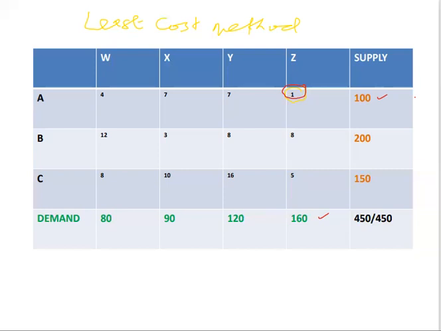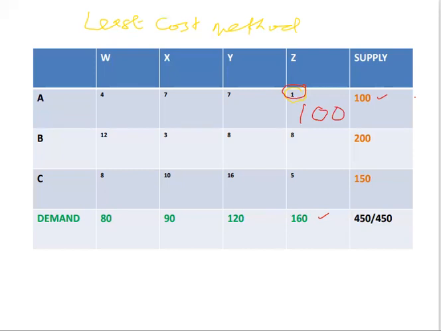The law says that we give the lower quantity. We allocate the lower quantity. That means we are now comparing 100 and 160. Which quantity are we going to allocate? The lower quantity. 100, because 100 is lower than 160. So we allocate 100. We allocate it here.